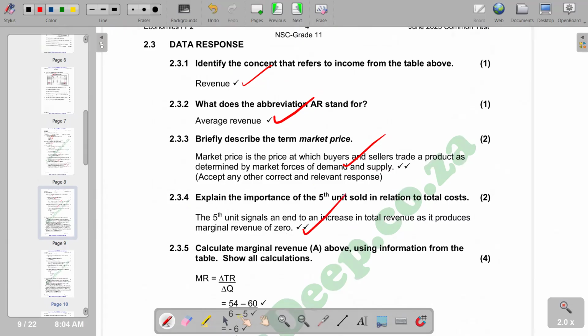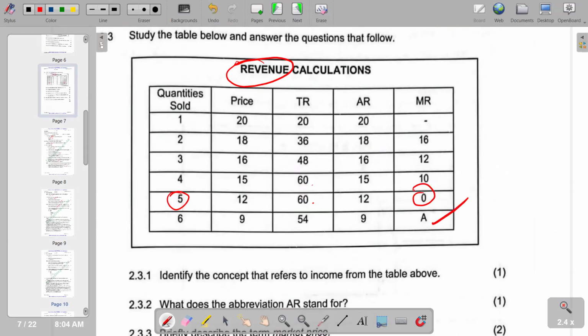So next part is calculate the marginal revenue A above using information from the table, show all calculations. So we need to calculate A, of which we are having our A here. So A is the marginal revenue, but we know that the marginal revenue of consuming the six units, the additional, is from the fifth to the sixth, whereby the additional unit that we have added resulted from a movement from the fifth unit to the sixth unit, which has resulted in the movement of total revenue from 60 to 54. So basically, we need to see the decrease that we have there, and that becomes the marginal that we have. So we have got 54, then we subtract our 60. And we're going to see that we're going to get a -6.